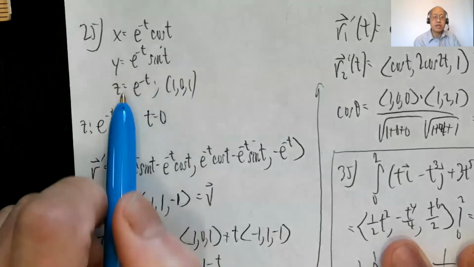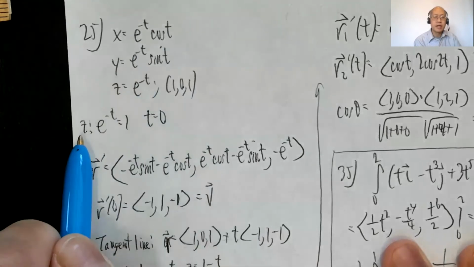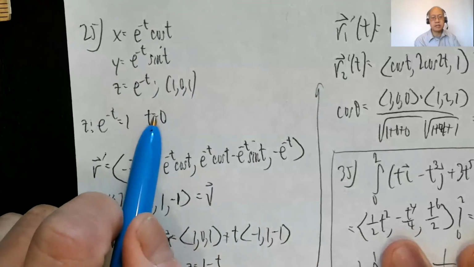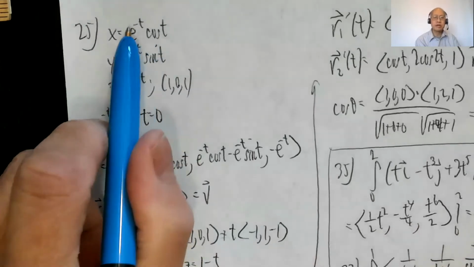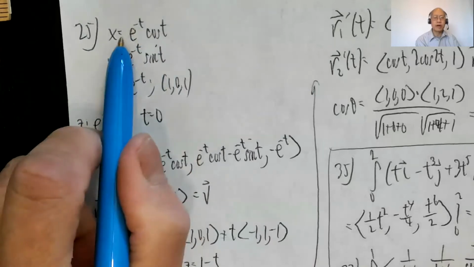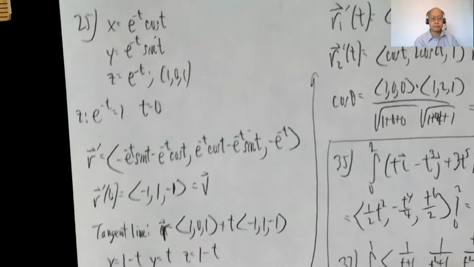So what value of t gives me a z of 1? In other words, e to negative t is 1. That means t is 0. Okay, so time is at 0. And if you plug in 0 here and here, you also get 1 for x and 0 for y.